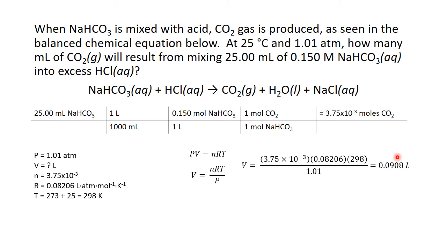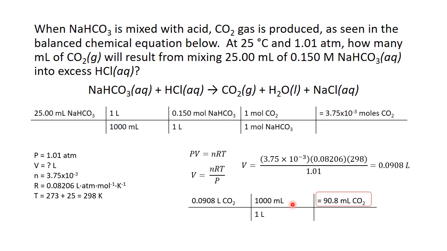But we're not quite done yet. Remember, the problem asked us for milliliters of CO2. So we need to do a quick unit conversion first. Our 0.0908 liters of CO2, 1 liter will become 1,000 milliliters, so our final answer is 90.8 milliliters of CO2.